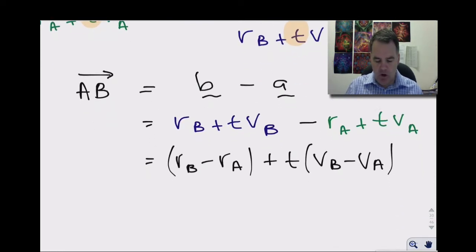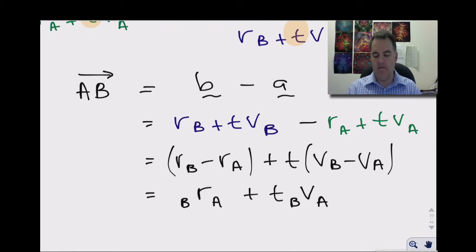Okay, now we know from our work on relative vectors that RB minus RA is just the position of B relative to A. Okay, it's really just the vector from A to B. And over here, a similar thing, VB minus VA is the relative velocity of B from A. So it is the velocity from A to B.